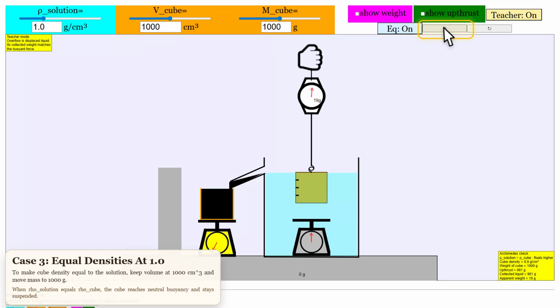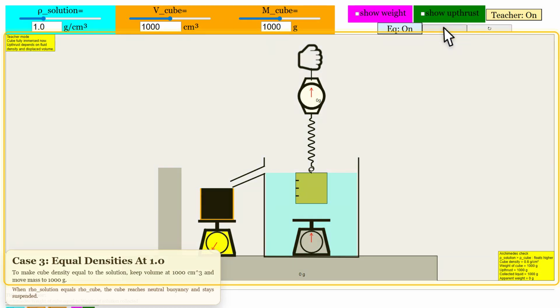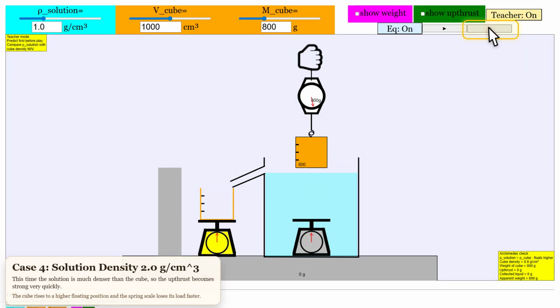Finally, raise the solution density to 2.0. Now the fluid is much denser than the cube, so a strong upthrust builds quickly. The cube reaches a higher floating position faster than before.